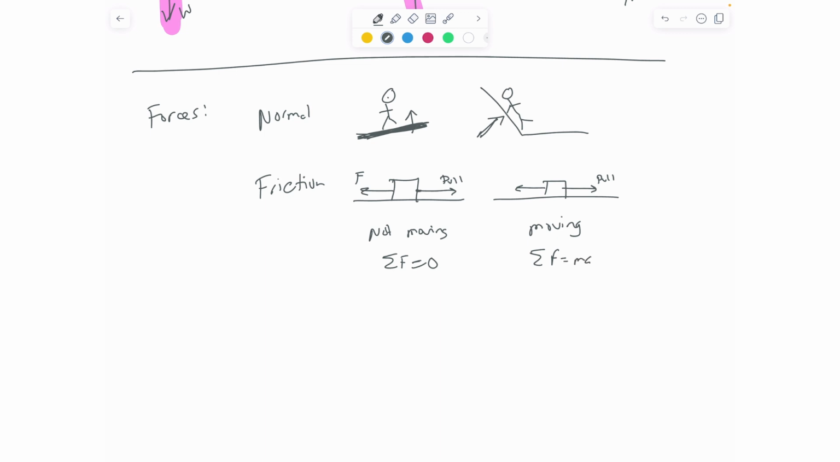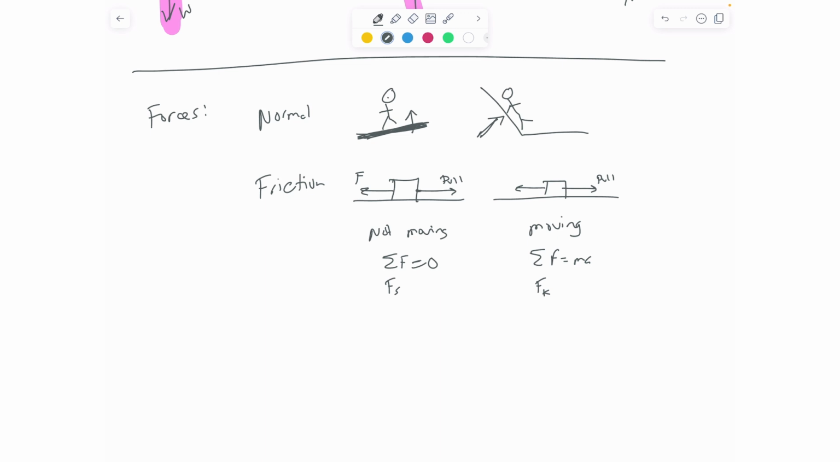So if it's not moving, then we're dealing with what's called static friction. It's called Fs, or static friction. And if it is moving, we call that kinetic friction. Static meaning, of course, not moving. Kinetic means it's moving.